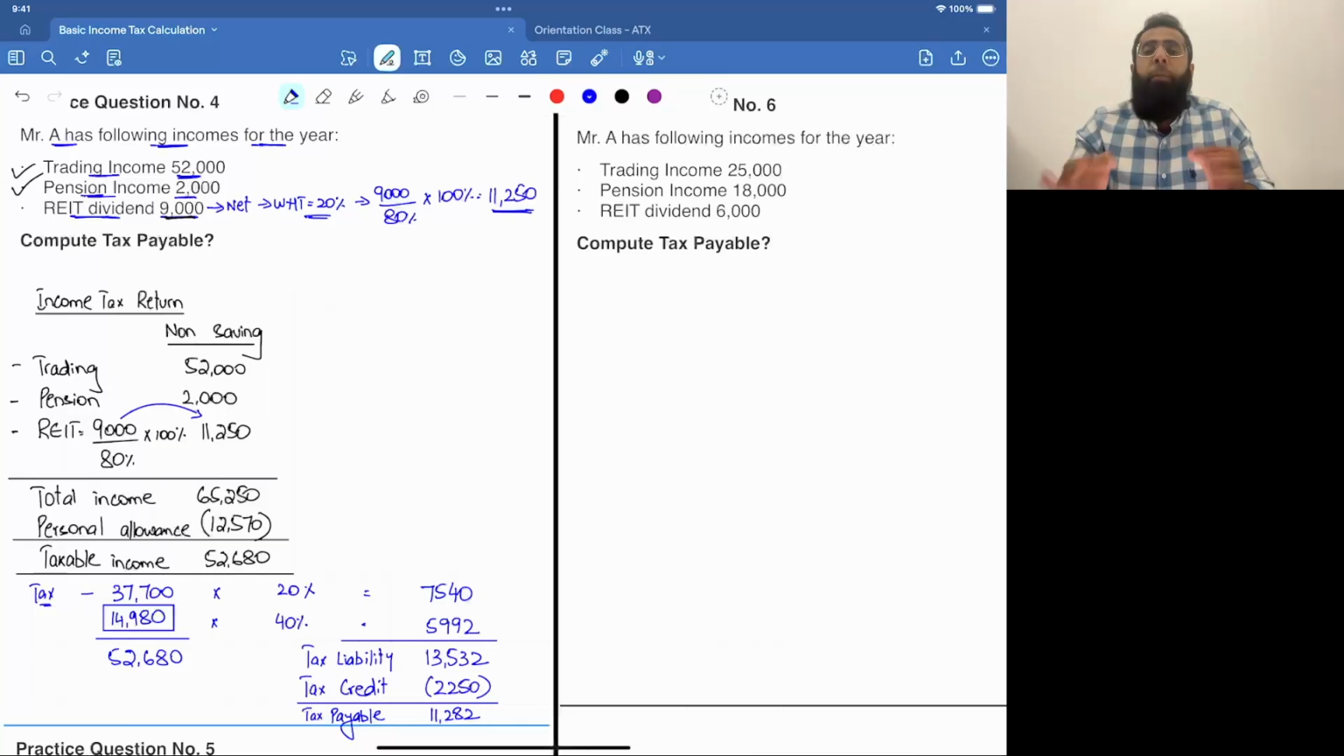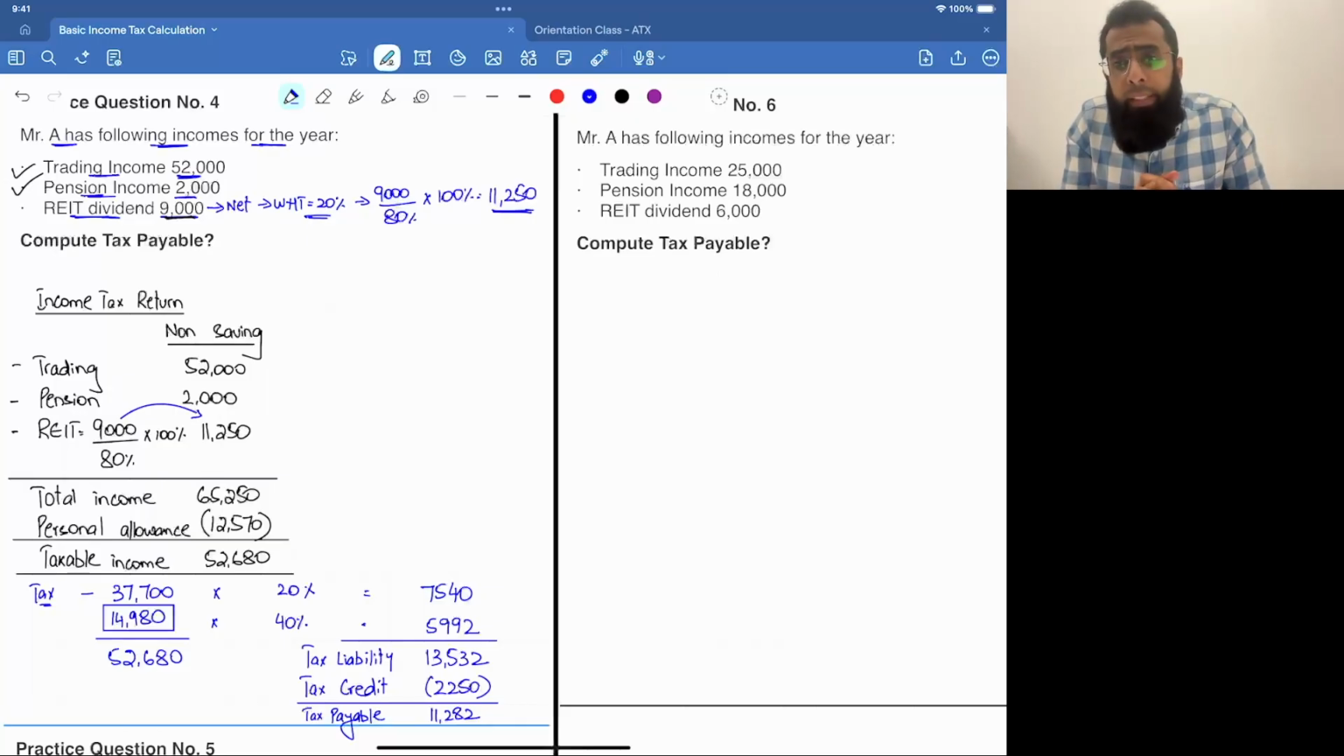Real estate investment trust income is taxed on a receipt basis. When you actually receive it, in the tax year in which you receive it, in that tax year only, you will include it in the tax return. If it is announced but not received, no tax. When you actually receive it, 20% advance tax, what we call withholding tax or tax deducted at source.